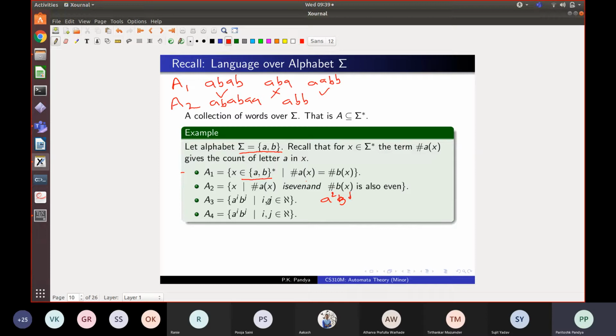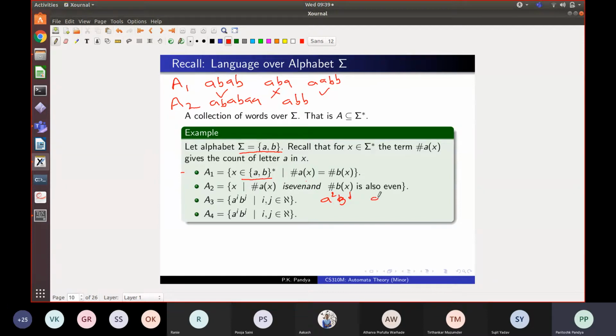Well, we are not putting any restriction. We are saying ij belongs to natural numbers. That is, i and j can be anything. It can be 0, 1, 2, anything. And there is no relation between i and j. So basically, we are saying an arbitrary sequence of a's followed by an arbitrary sequence of b's.